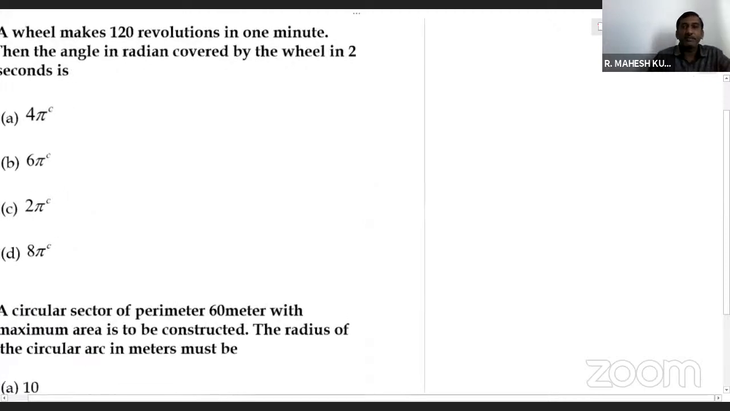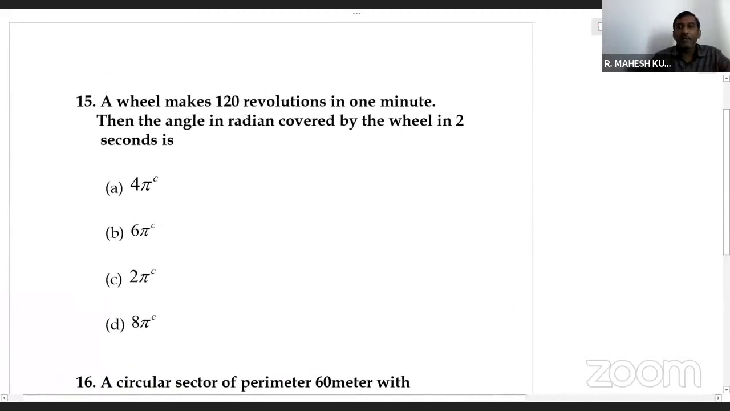Right. Now look at the 15th question. What is that 15th question? A wheel makes 120 revolutions in 1 minute. Then the angle in radian covered by the wheel in 2 seconds is, what is going to be the angle covered by the wheel in 2 seconds? Well, the wheel makes 120 revolutions in 1 minute. That is the question, right?